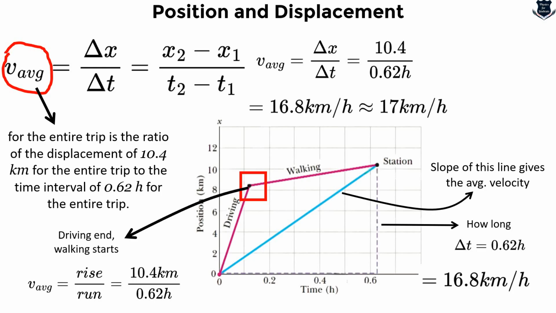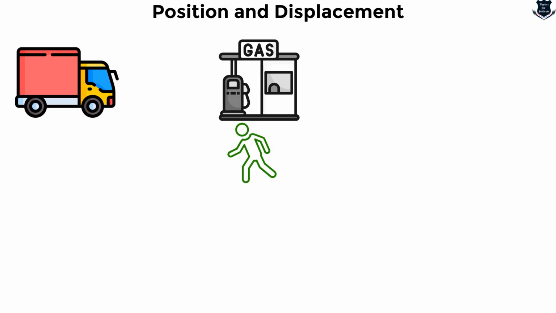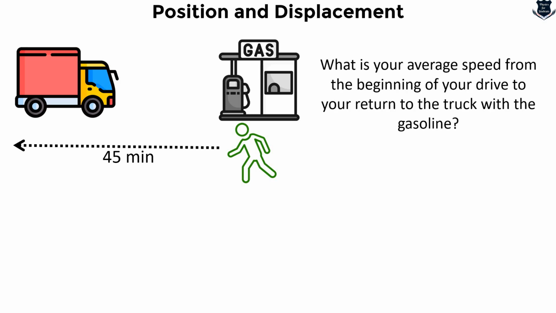This brings us to another question. Suppose that to pump the gasoline you have to go to the gasoline station. Here is the gasoline station, and you have already gone there. You have paid the money, and you are walking back to the truck from the gasoline station, for another 45 minutes. The question is: what is your average speed from the beginning of your drive to your return back to the truck?